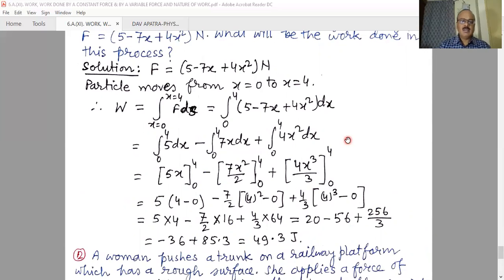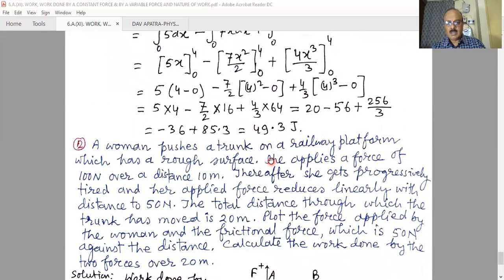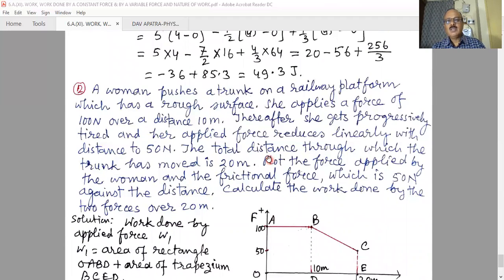Now in this case, when the force is variable, and if the force is given as a function of the displacement, then in this way we can solve the problems. But sometimes, if we take the graphical method, some questions can also be solved by the graphical method.